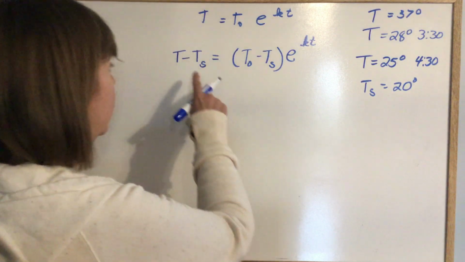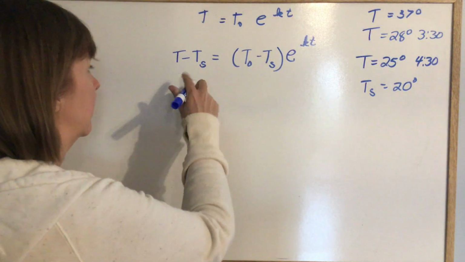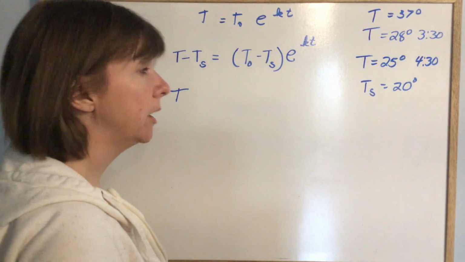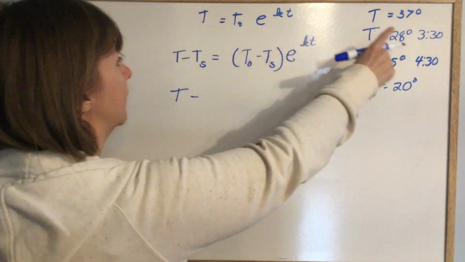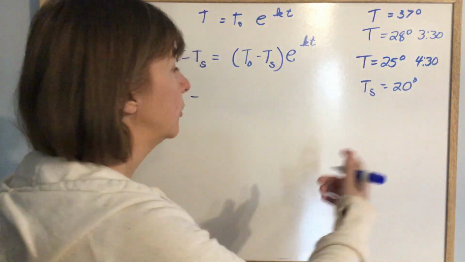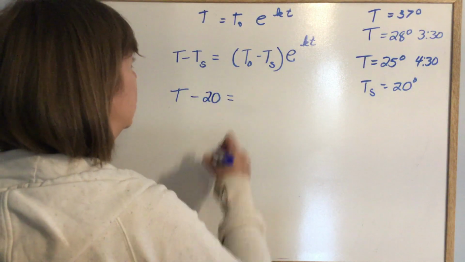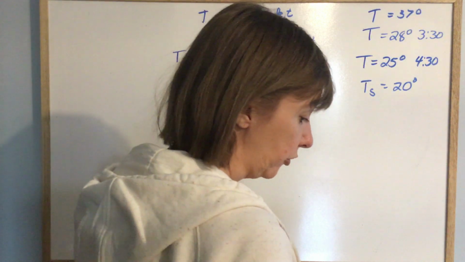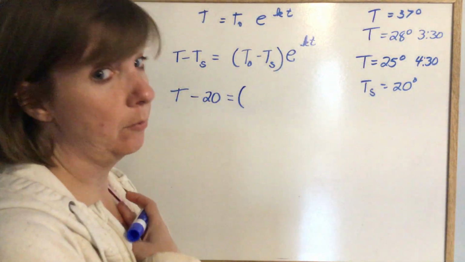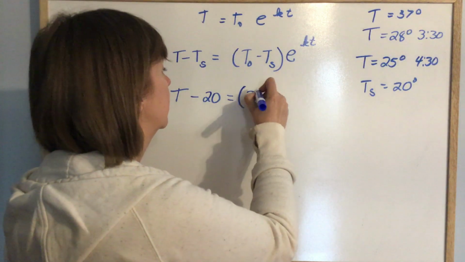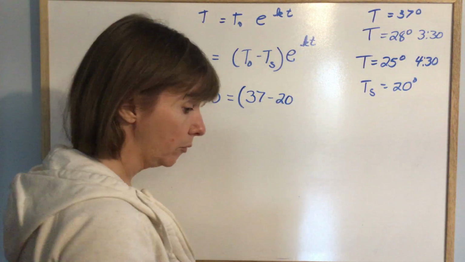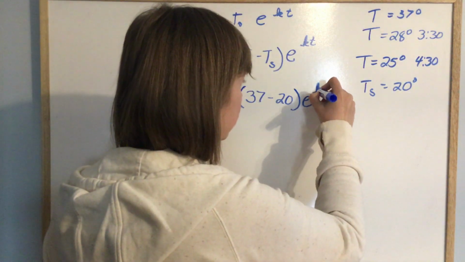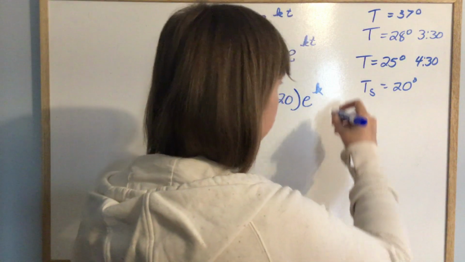They say it's temperature minus surrounding temperature. So whatever the temperature of the body was, we're going to be subtracting the surrounding temperature, the temperature of the room, which is 20 degrees, is equal to the original temperature. And when he was alive, that would have been 37 degrees, minus the surrounding temperature again, which is 20, e to the k times t.